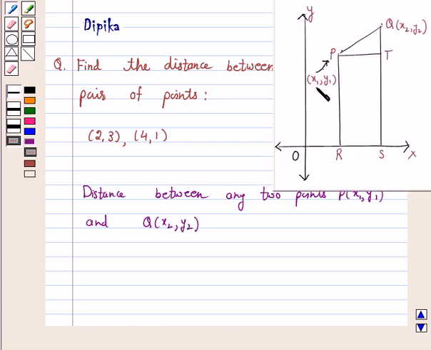Let P be this point (X1, Y1) and Q is a point whose coordinates are (X2, Y2). Draw PR perpendicular to the x-axis as well as QS perpendicular to the x-axis. A perpendicular from the point P on QS is drawn to meet it at the point T. Then OR is equal to X1 and OS is equal to X2. This implies RS is equal to X2 minus X1, which is equal to PT.